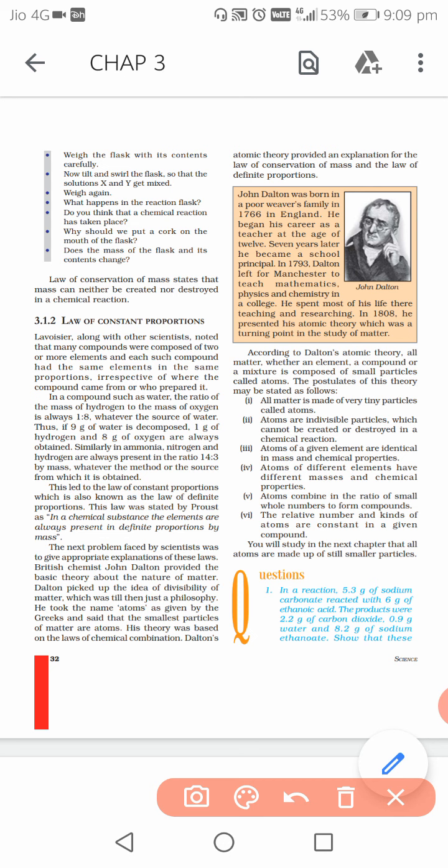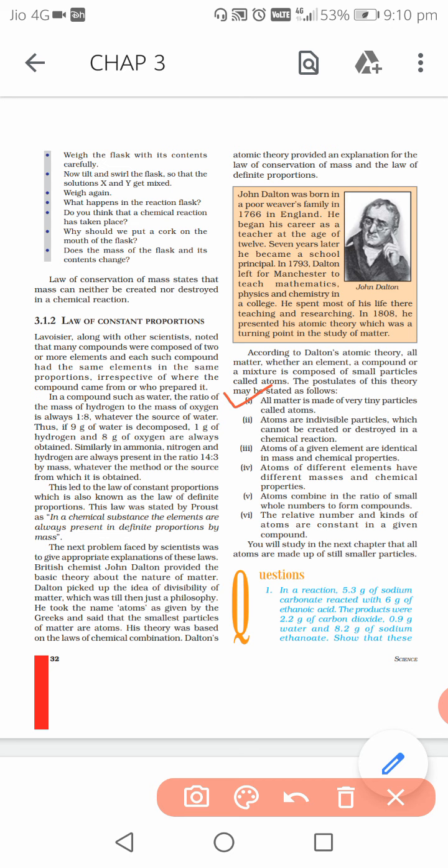Remember that whenever we are writing the postulates, the words or the language of the sentence should not change. We should write as it is. So let us see the first one. Number one, all matter is made up of very tiny particles called atoms. We know that an atom is the basic building block of any matter, right? That is the first one.